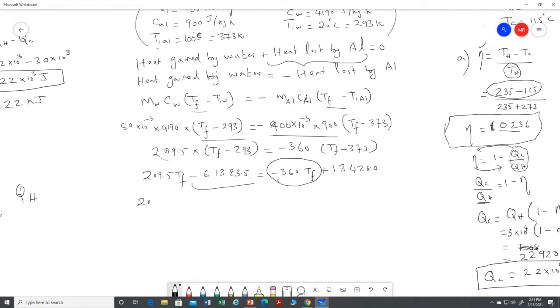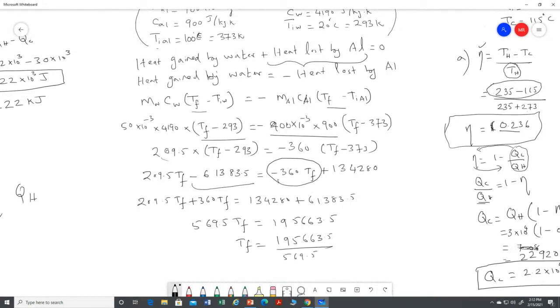When you move this to the right hand side, this becomes positive on the right hand side. So I am going to separate TF to one side. So 209.5 TF plus 360 TF is equal to 134280 plus 61383.5. 209.5 plus 360 gives me 569.5 TF, which is equal to 134280 plus 61383.5, which gives 195663.5. Now, therefore, TF is equal to 195663.5 divided by 569.5. Am I right or not?